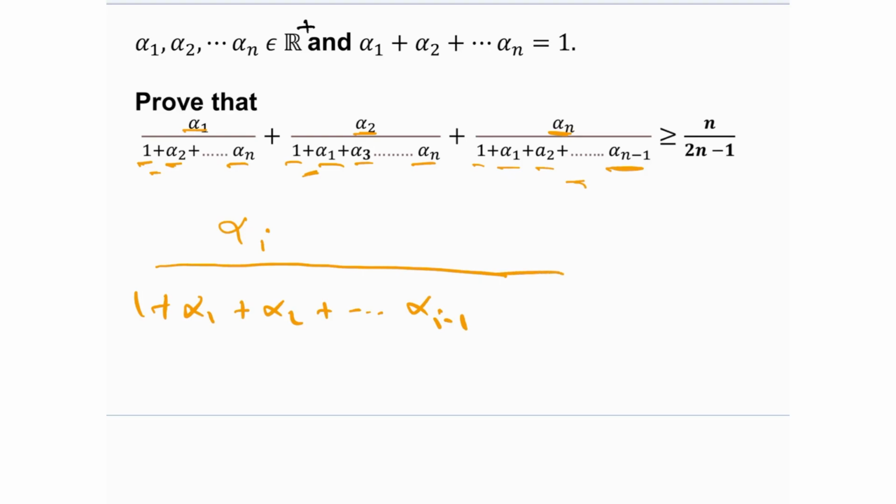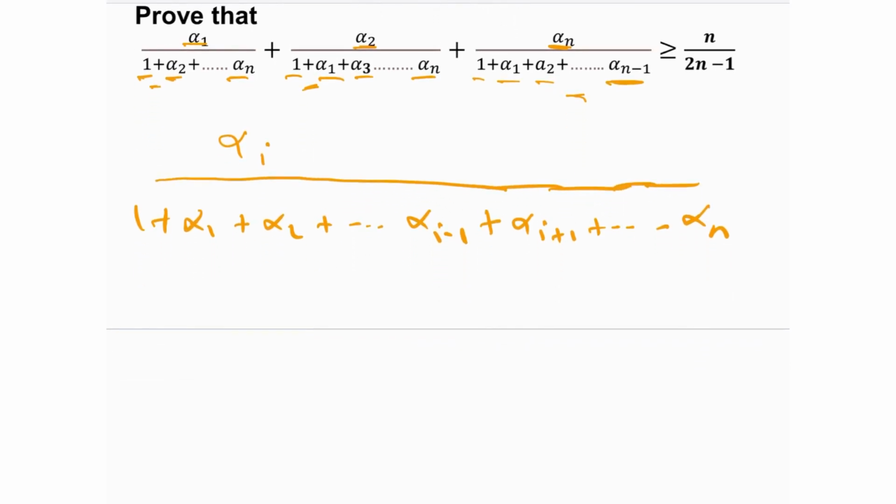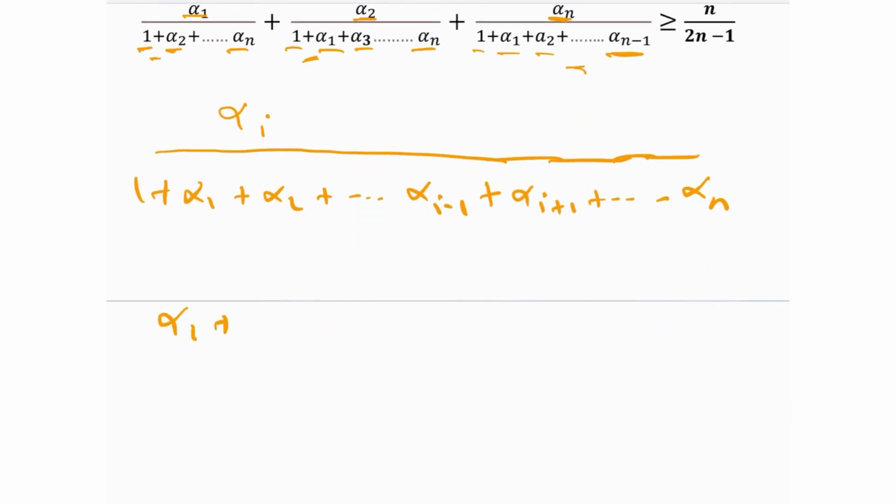So you have alpha i minus 1, alpha i is skipped, you straight away go to alpha i plus 1, and then this goes all the way up to alpha n. So it looks something like this. This is the general idea of what's going on, right? And this is actually amazing, because if you notice, alpha 1 plus alpha 2 plus all the way up to alpha n is equal to 1.